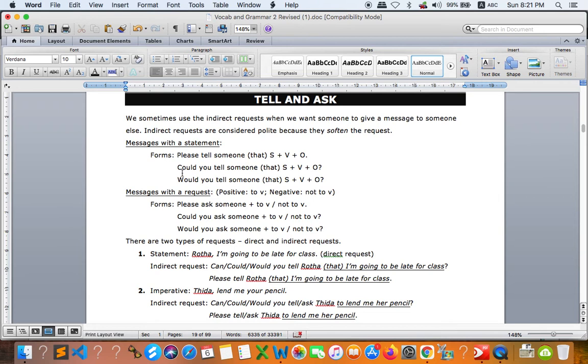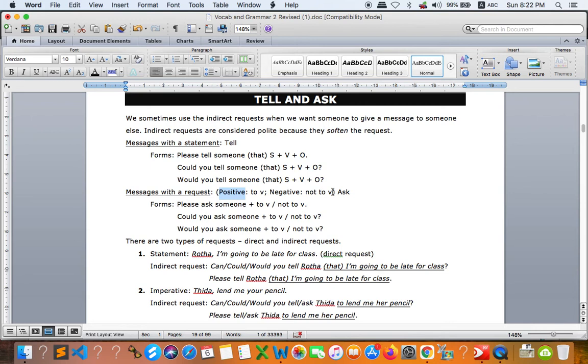Let's talk about messages with a request. Positive is to verb, negative is not to verb. Maybe you don't understand what I really meant, so take a look at the forms right here. Please ask, the same thing. Please tell. So a message with a statement we use with the verb tell, and a request we use with the verb ask. When the message of the request is a positive request, then you have to use to verb. If it is a negative request, you have to use not to verb.